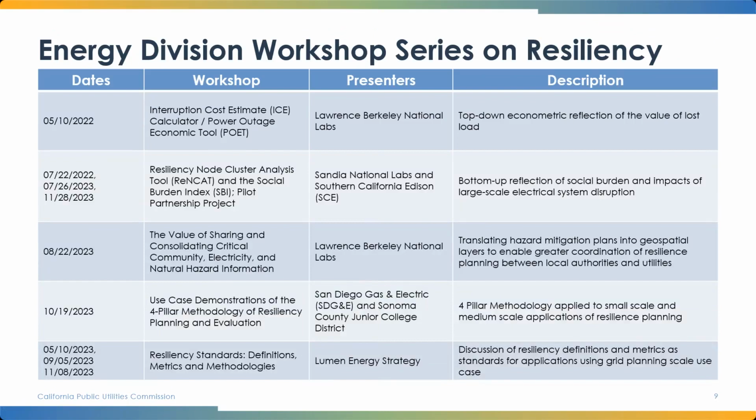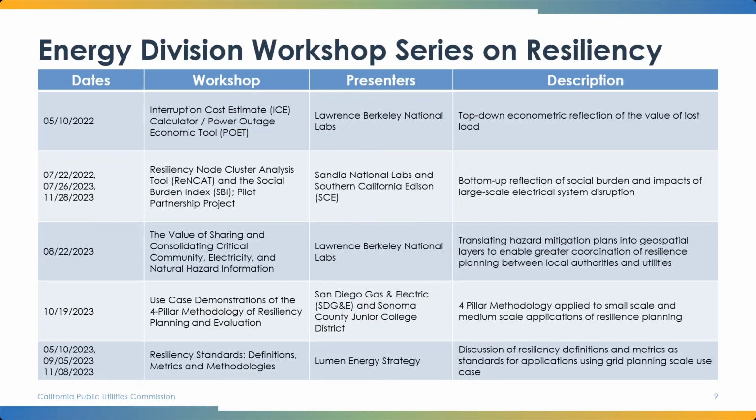Energy Division staff has been conducting workshops aimed at diving deeper into some of the more complex aspects of the four-pillar methodological approach and how to move it from concept to application. So within these meetings, we included external partner presentations that provided insight and discussion opportunities about tools such as the interruption cost estimate calculator, POET, the power outage economic tool, and RenCat, the resilience node cluster analysis tool that could be used as potential metrics in implementation of both baseline and mitigation measure assessments within this methodology.